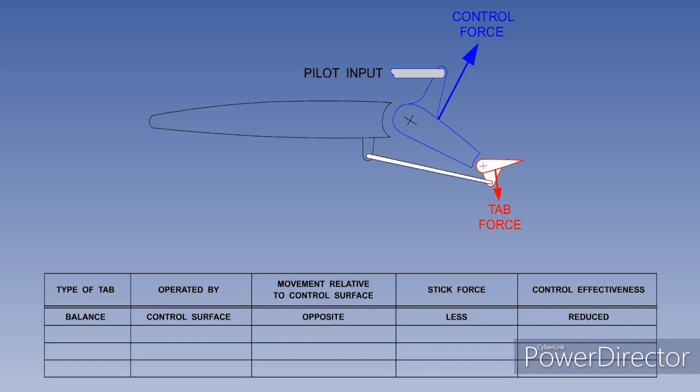To summarize, the balance tab reduces the hinge moment, stick force and feel. The pilot moves the control surface, which moves the balance tab. The balance tab moves in the opposite direction to the control surface, giving a reduction in control effectiveness.